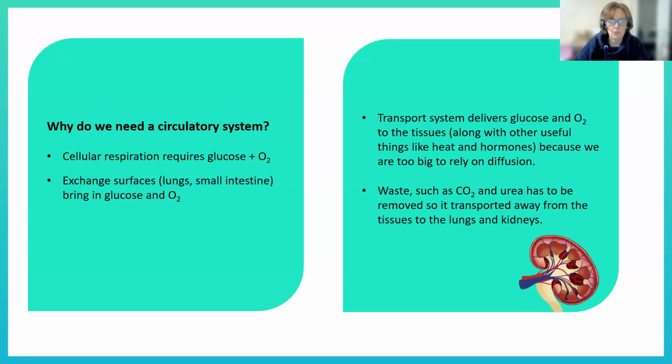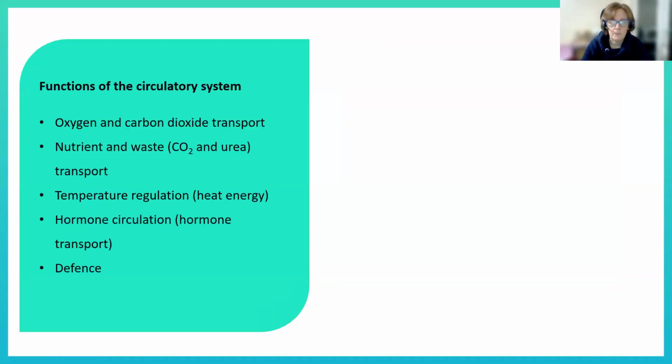And we also need to remove all of our waste metabolites. So the carbon dioxide that comes from the breaking down of glucose to release that ATP energy has to be removed, because it makes our blood acidic. And we have to remove that urea that we were just talking about a moment ago, which the liver breaks down. It has to be pumped from the liver to the kidneys so it can be removed in our urine.